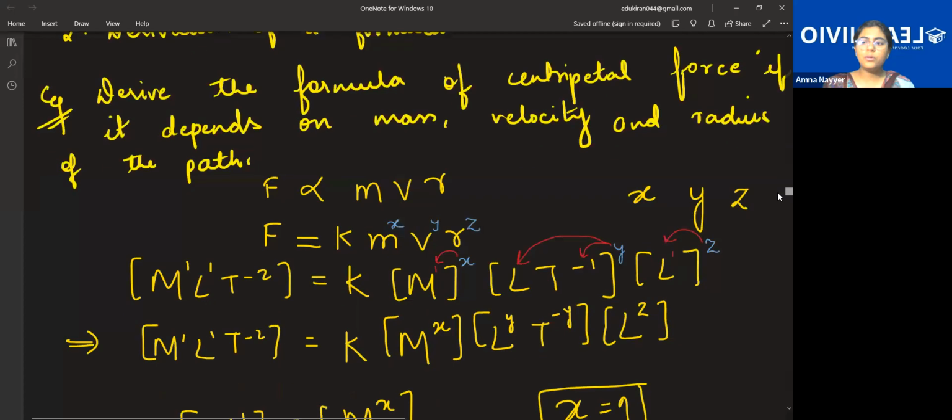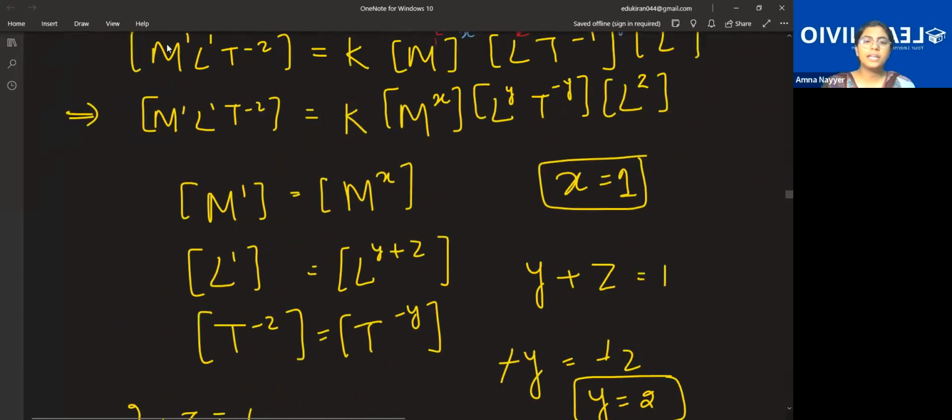Then we equate the right and left terms. Mass's power on the left side is equated with the mass's power on the right side. Right and left both are made equal. If M is M to the power 1 and here we had M to the power x, so 1 and x became equal. We had x is equal to 1. Similarly, here we had L to the power 1 and here we had L to the power y plus z, because two powers are there. Bases are the same, powers get added, right? So y plus z here we have. It means 1 is equal to y plus z.